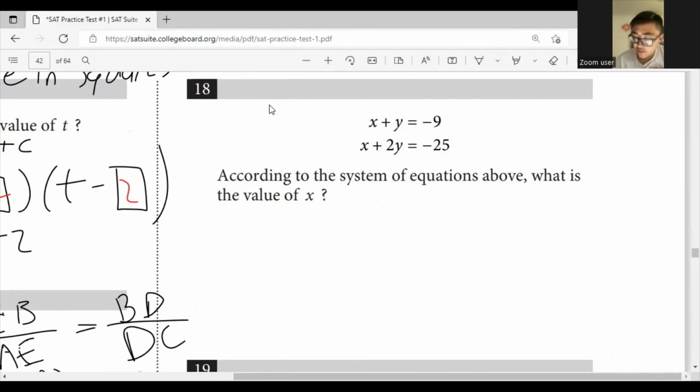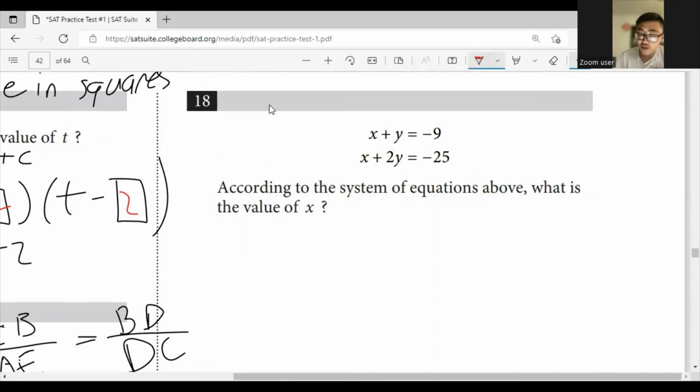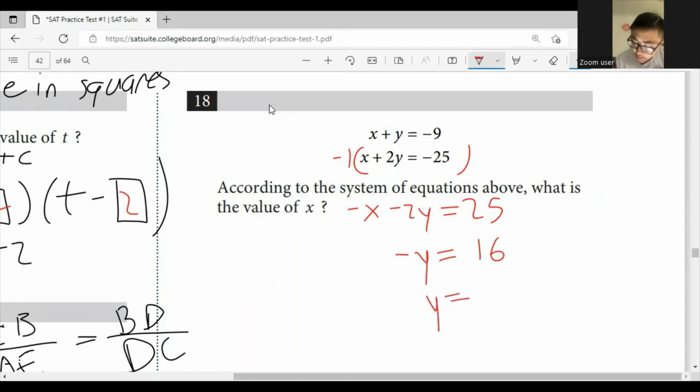According to the system of equations above, what is the value of X? So again, I'm going to use the elimination method. So I'm going to multiply this by -1. So this is minus X plus minus 2Y equals 25. Add them together. Now you have minus Y equals 16. And I have Y is equal to -16.